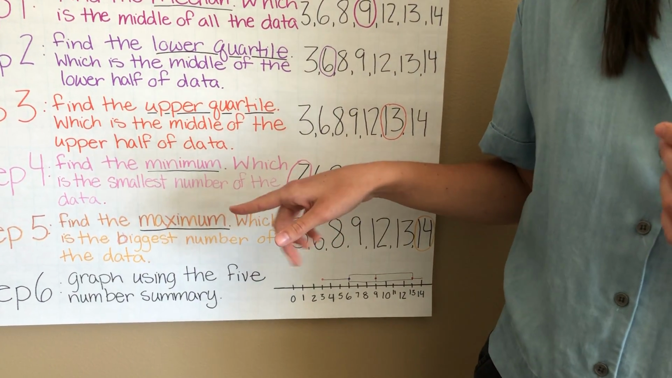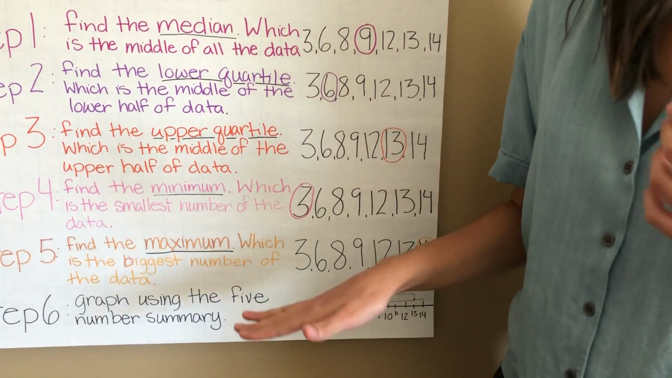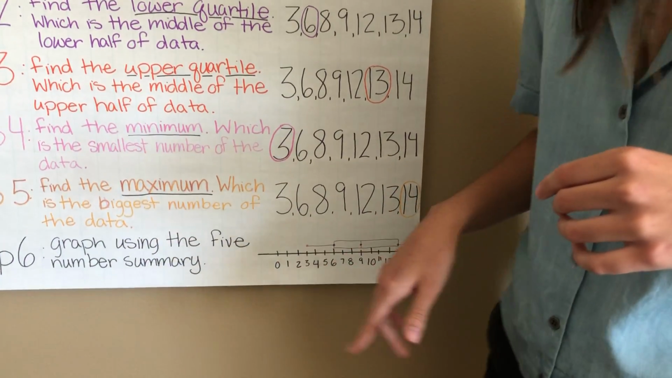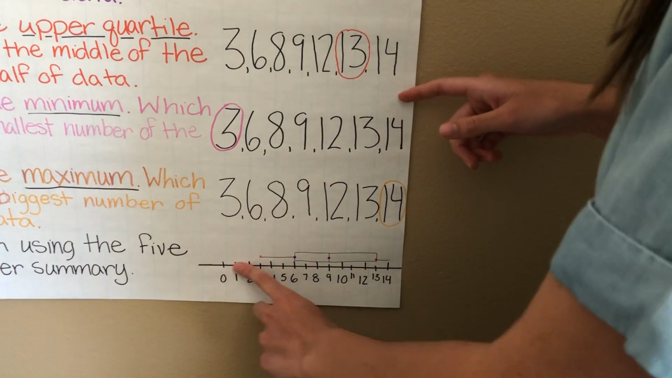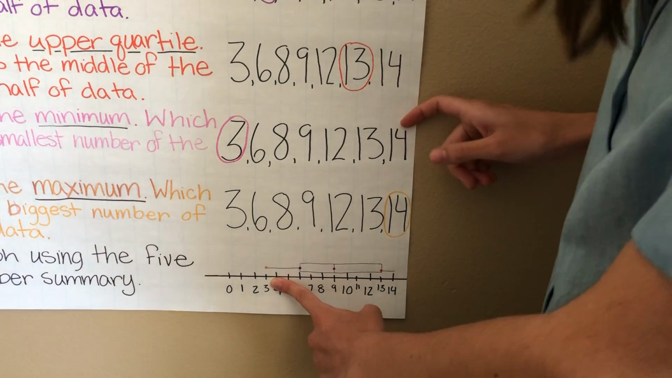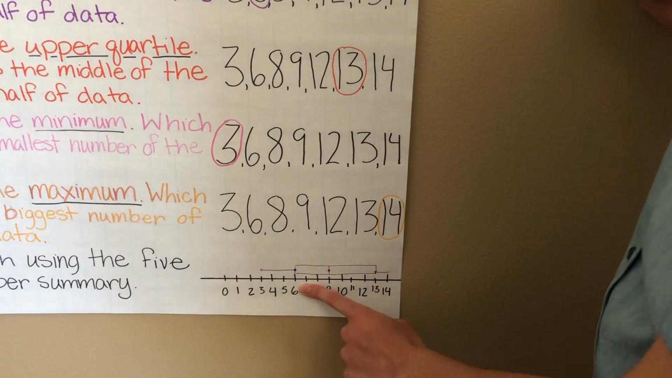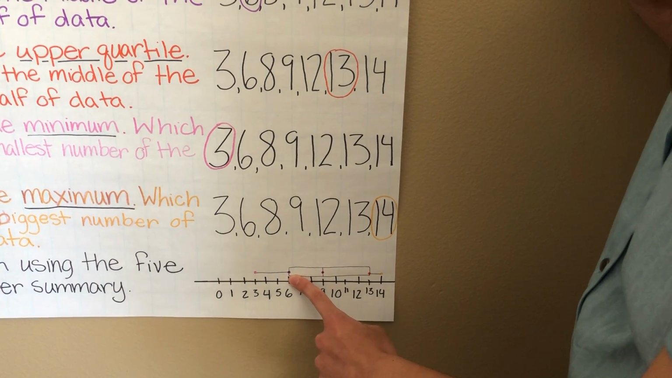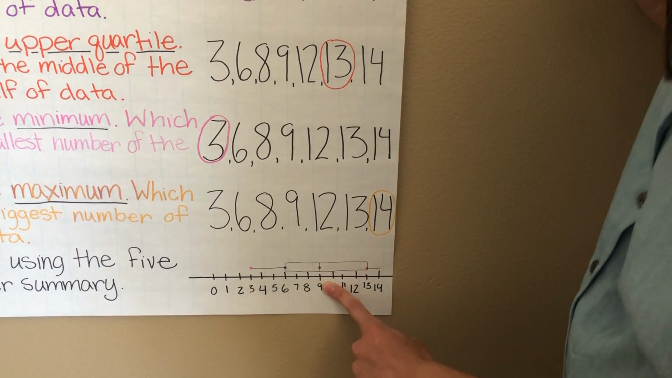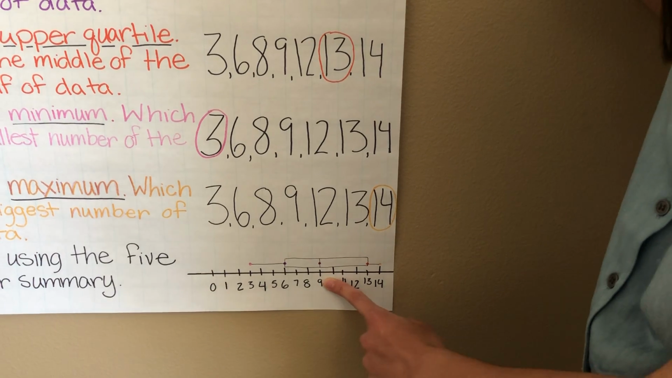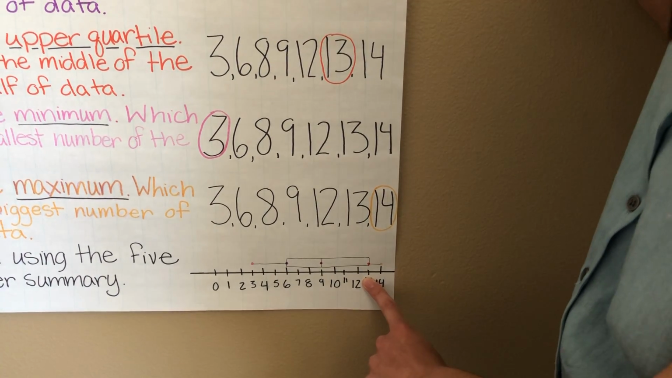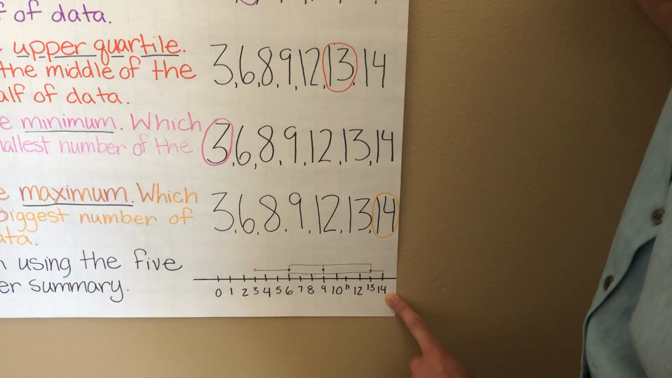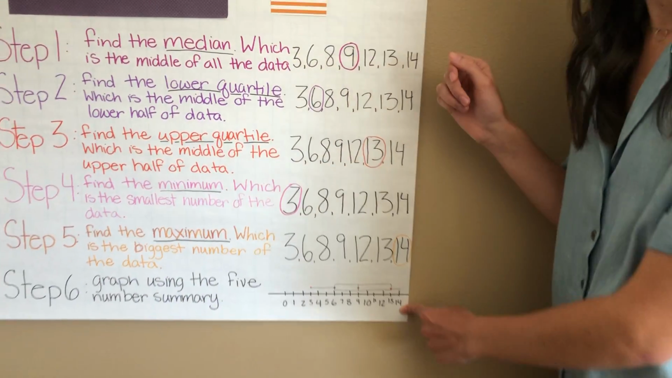Now we're going to graph using the 5-number summary, which is another term for these 5 points used to find the box and whisker plot, on a number line. So first, we're going to do our minimum, which is 3. Then we can do our lower quartile, which is 6. Then our median, which is 9. Then our upper quartile, which is 13, and our maximum, which is 14. So those are the points.